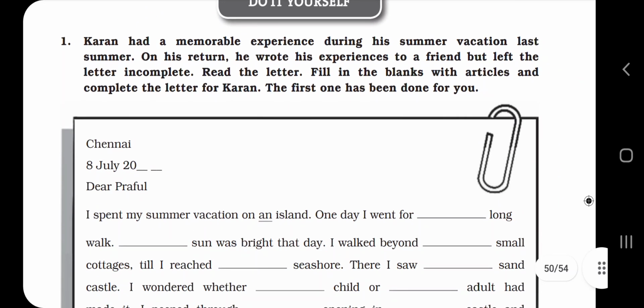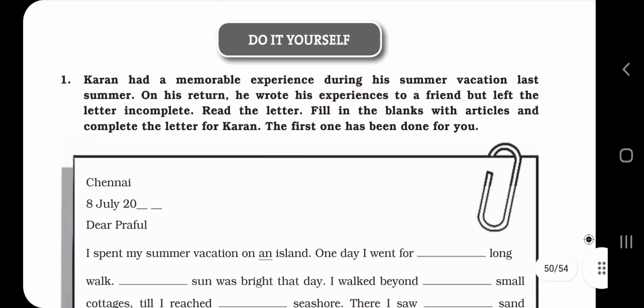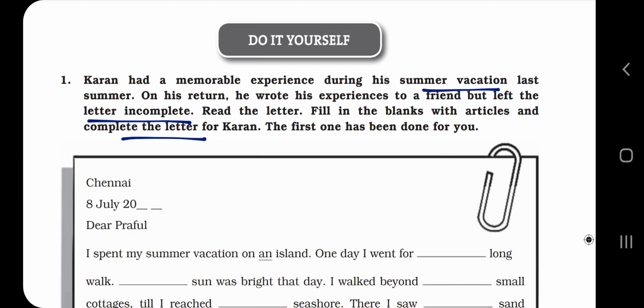Now do it yourself. Karan had a memorable experience during his summer vacation. Last summer on his return, he wrote his experience to a friend but left the letter incomplete. Read the letter, fill in the blanks with articles and complete the letter for Karan. The first one has been done for you. Now let's do what is there.